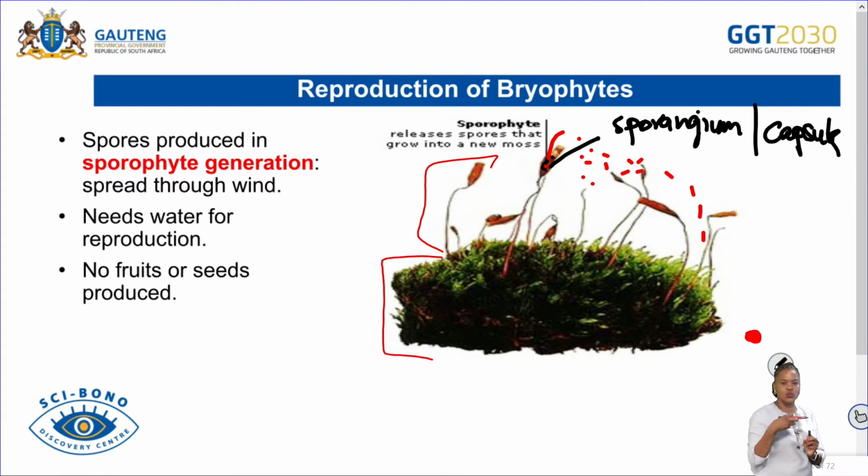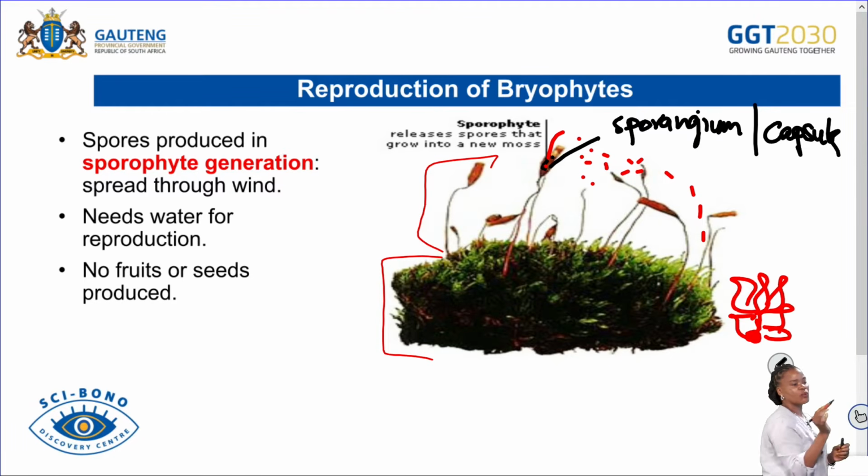The spores are going to germinate and form the second generation. When they germinate, they start to form the second generation, which is the gametophyte generation. And then the gametophyte generation has the male branches and the female branches.